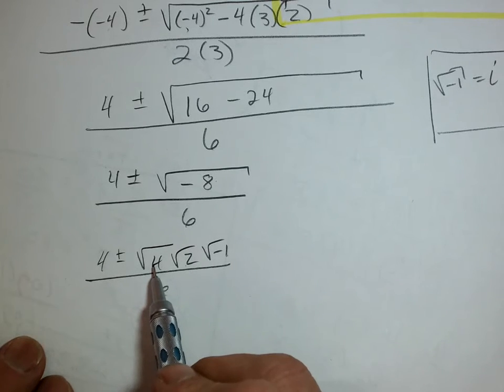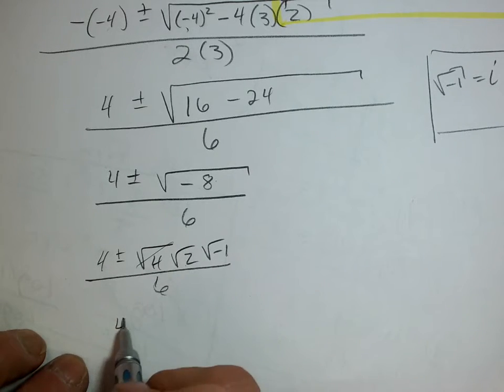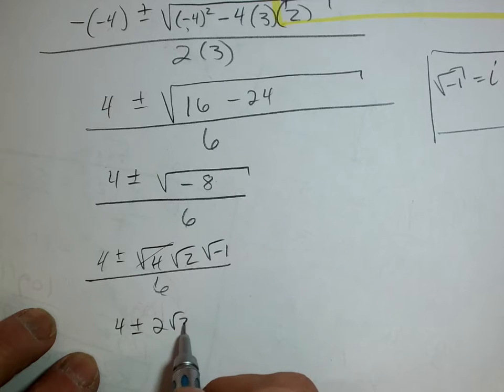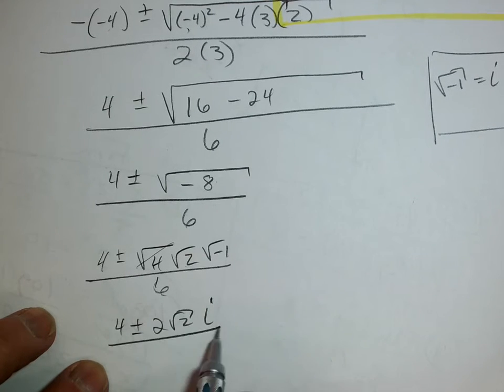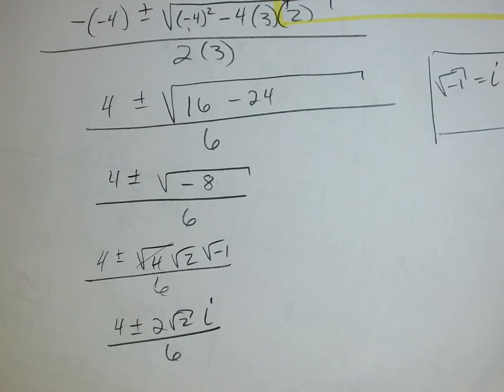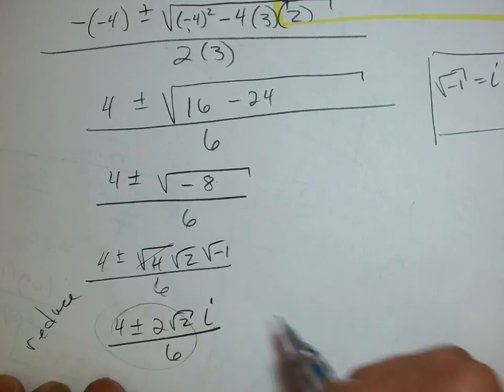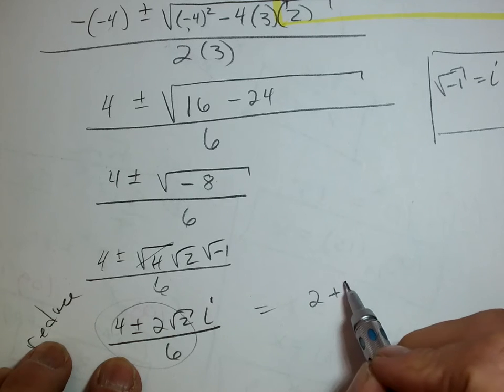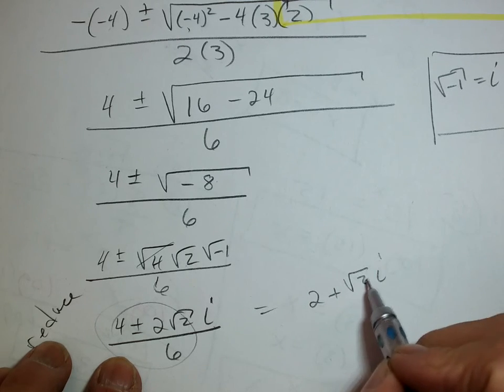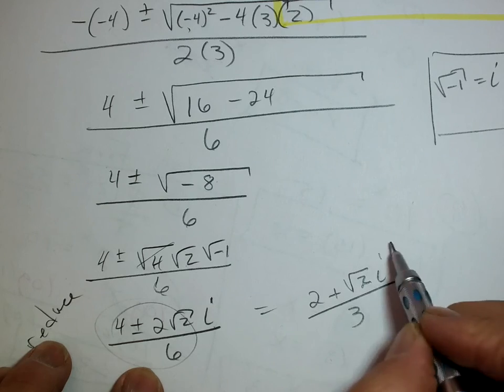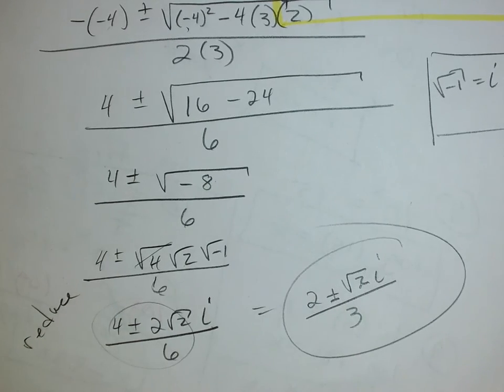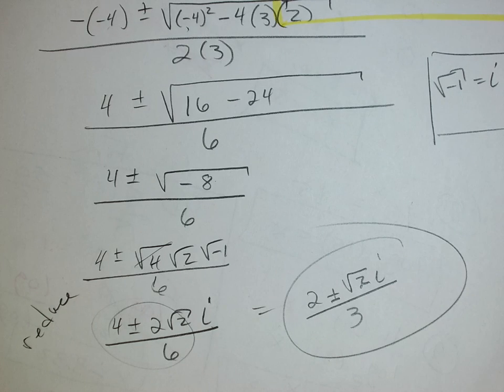The square root of 4 is 2, so I can just take that. So I'm going to have 4 plus or minus 2, and the square root of 2 i, over 6. You know where I got the i from: the square root of negative 1. And finally, I'm just going to reduce everything by 2. So I'm going to have 2 plus or minus the square root of 2 i, over 3. There's my answer. And that's it. We can do this, right?